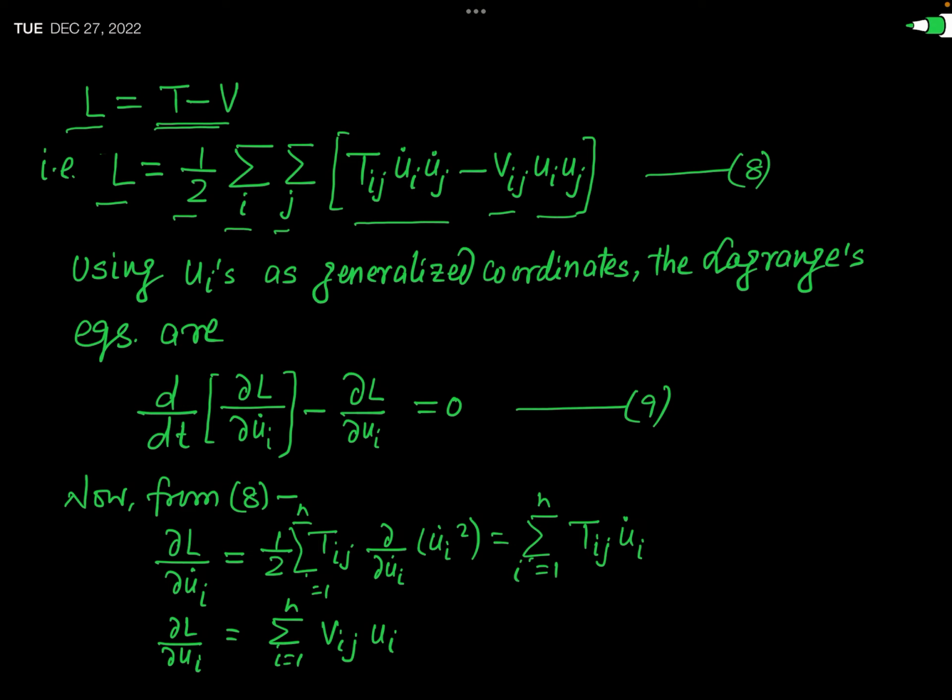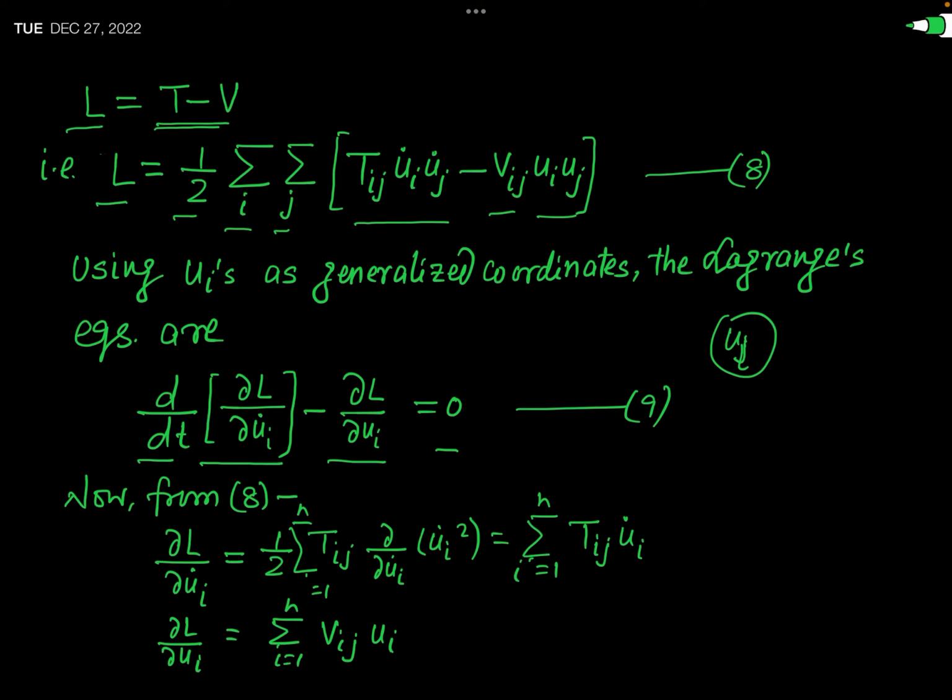Okay. Now, as I have told you, we will write the equation of motion in Lagrangian form. If ui and uj are generalized coordinates, then what will be the Lagrange equation in terms of these generalized coordinates? Since the system is conservative, the Lagrange equation will be d/dt of del L by del ui dot minus del L by del ui equal to 0.